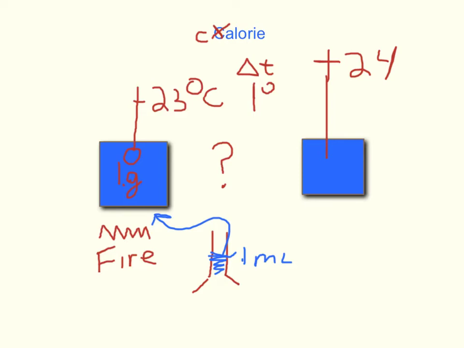So in other words, you take a gram of water. Here's my gram. You raise it by 1 single degree, it takes a calorie. So here's my question to you. What if we took 2 grams of water? So we doubled the amount of water.